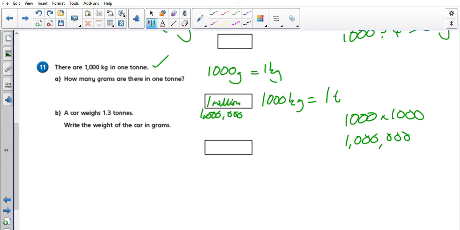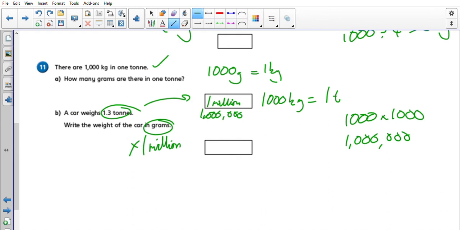A car weighs 1.3 tons. What is the weight of the car in grams? That means that I need to do from tons to grams, I need to times by 1 million. Okay? As we've just said, because there's 1 million grams in a ton, so to get from tons to grams, I need to multiply by a million. Okay, so I need to do 1.3 multiplied by a million.